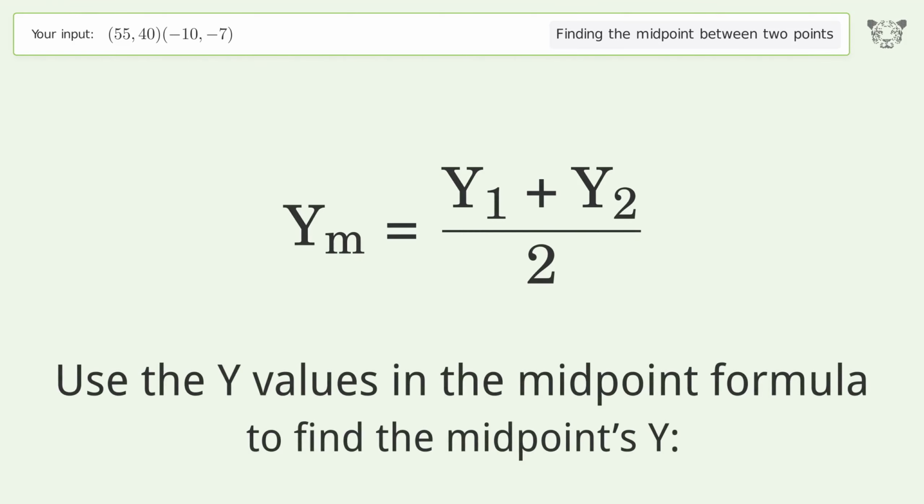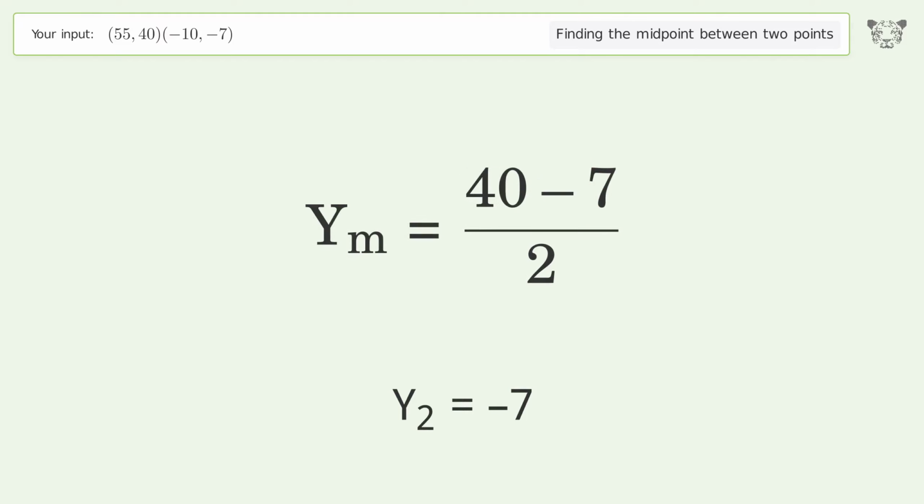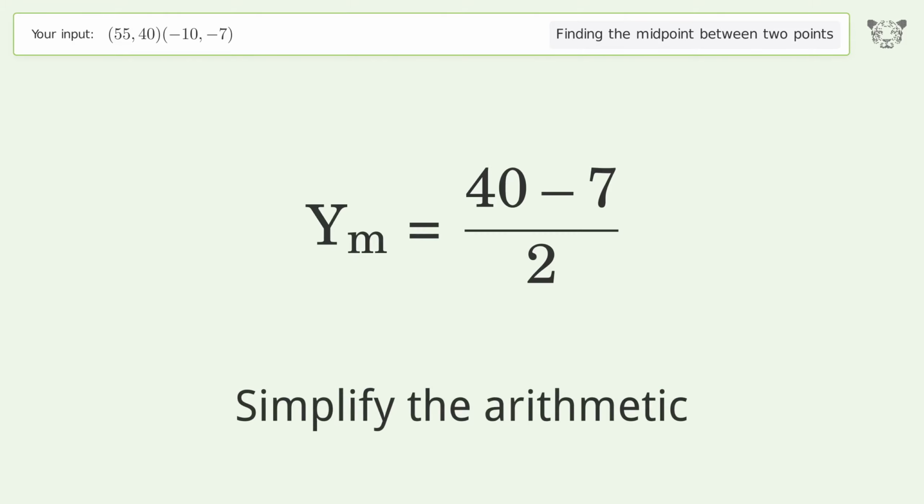Use the y values in the midpoint formula to find the midpoint's y. y1 equals 40. y2 equals negative 7. Simplify the arithmetic.